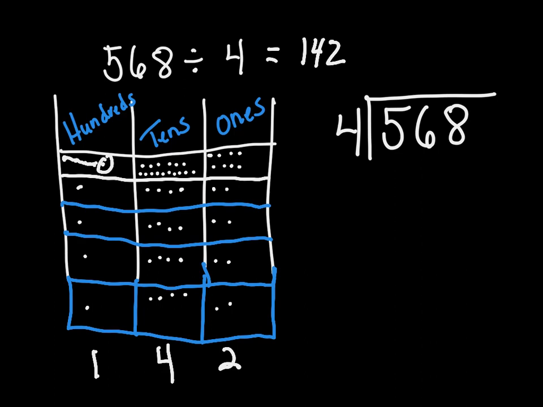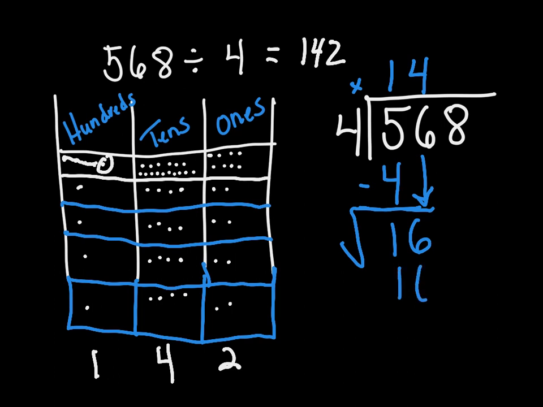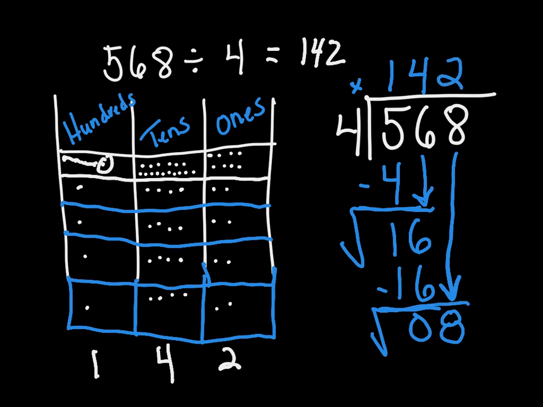Now let's check it using the standard method. 4 can't go into 5, but we know it can go in once. 1 times 4 is 4. We subtract, we get 1. We bring down the 6, becomes 16. After we bring down, we go back to good old division. 4 goes into 16 4 times. 4 times 4, 16. Subtract 0. We bring down another number, an 8. And after we bring down, we go back to division. 4 goes into 8 2 times. 4 times 2 is 8. Subtract with no remainder. So 142, 142.